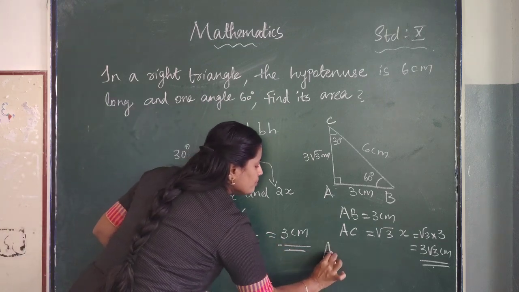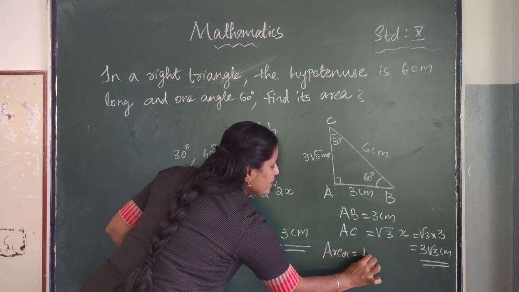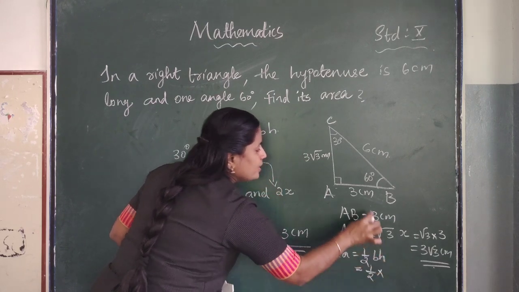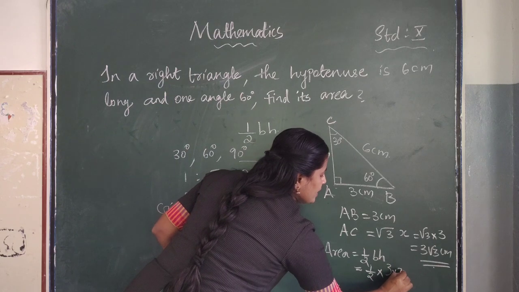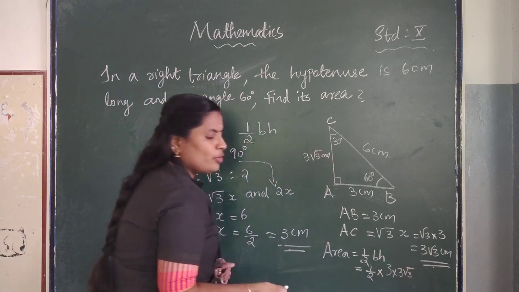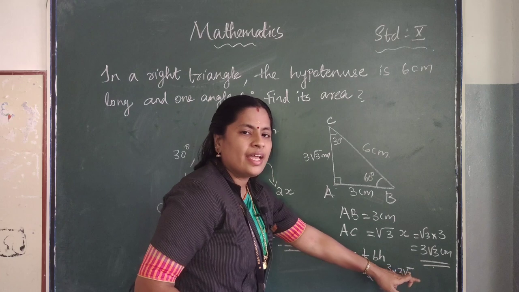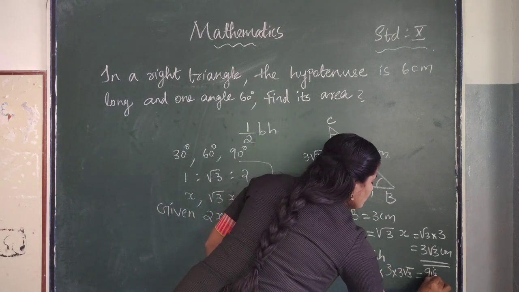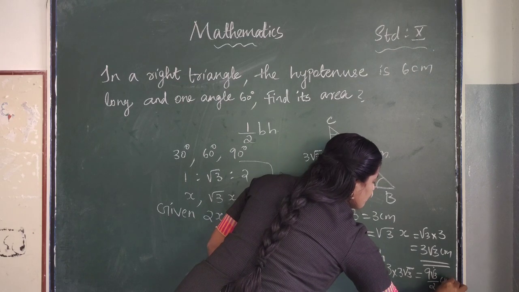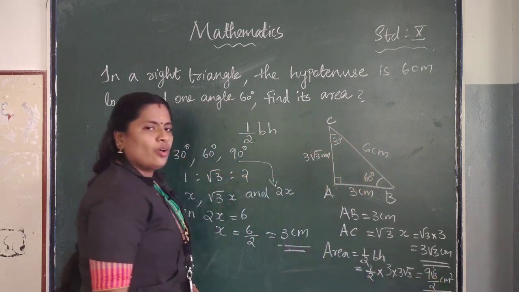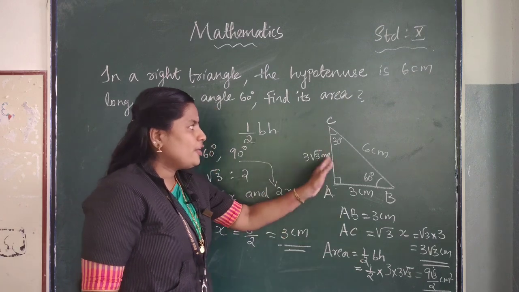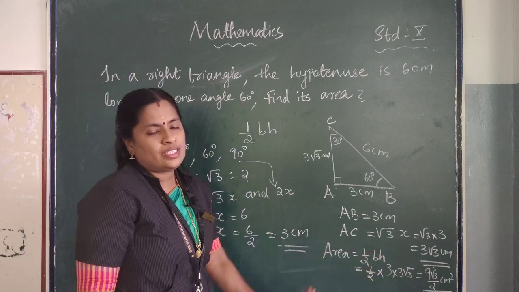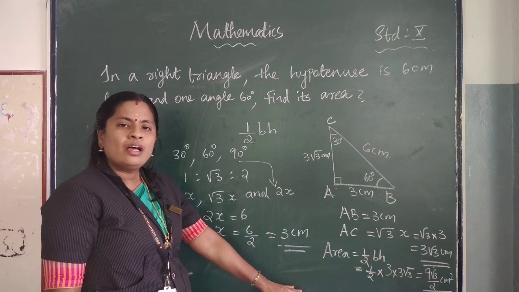Then we have to find out the area. Area equal to half BH. That is ½ × 3 × 3√3. So it is 3 × 3, 9. 9√3/2 cm². Okay. So area of triangle ABC equal to 9√3/2 cm². So this is the answer.